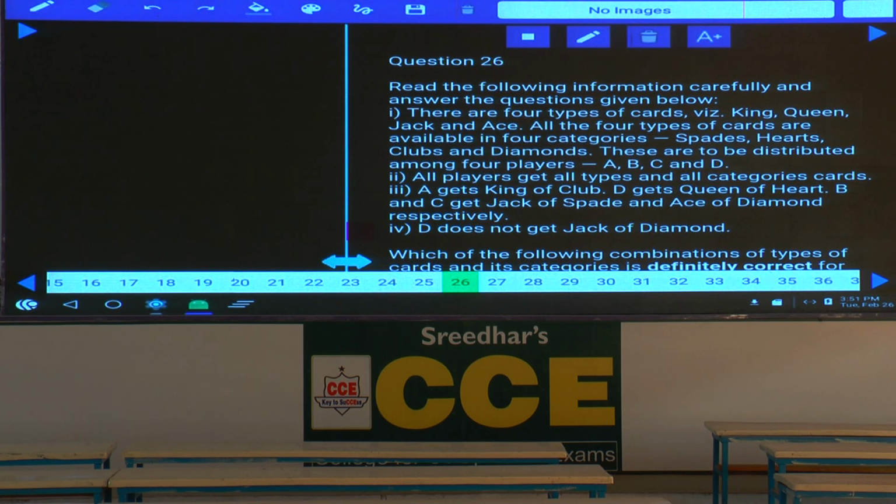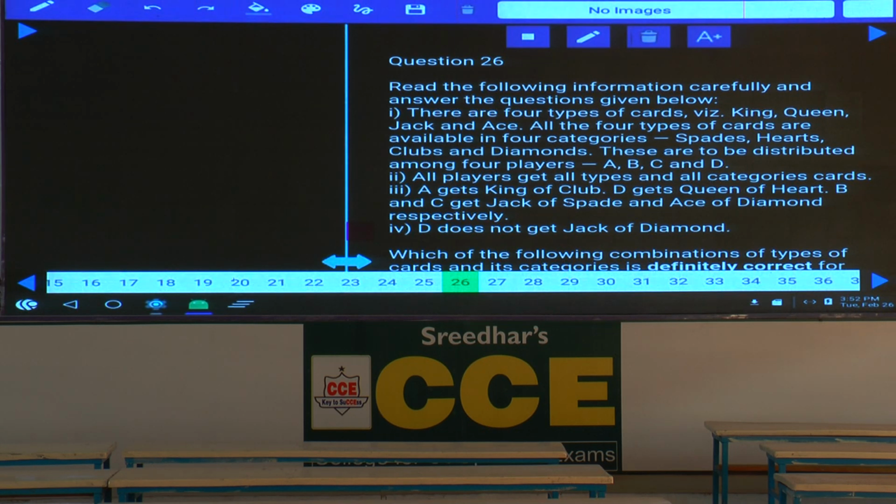Then question number 26 to 30. There are 4 types of cards. What are those 4 types? King, Queen, Jack and Ace. And all the 4 types of cards are available in 4 categories. What are those 4 categories? Spade, heart, club, diamond. Isn't it? Hence tell me how many cards are available. 16 cards are available. Why 16?